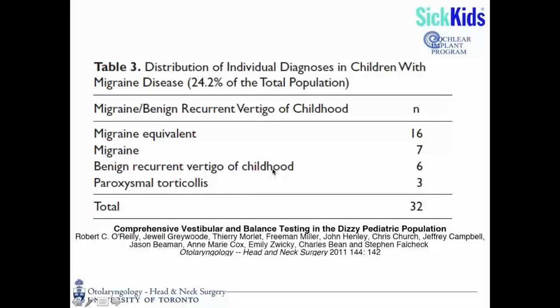A similar proportion had benign recurrent vertigo of childhood. So this is the same as benign paroxysmal vertigo of childhood. They're both the same and they're all migraine variants. And then paroxysmal torticollis, which is also felt to be a migraine variant.